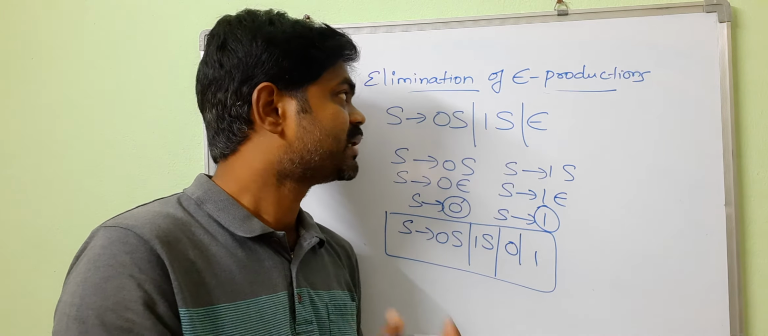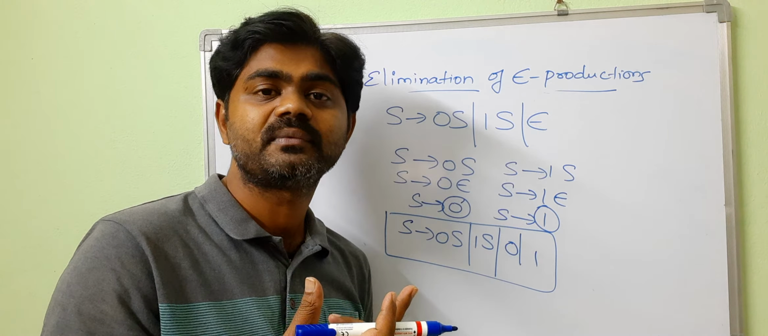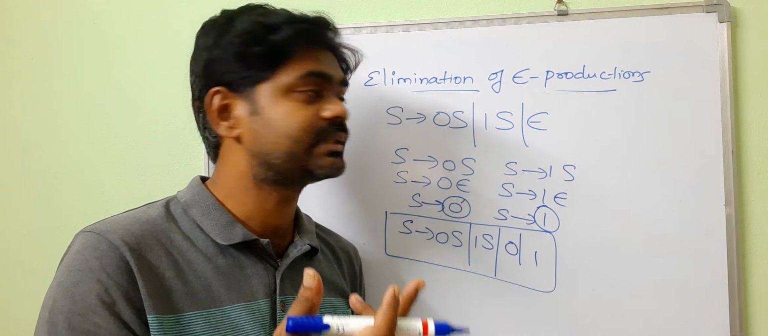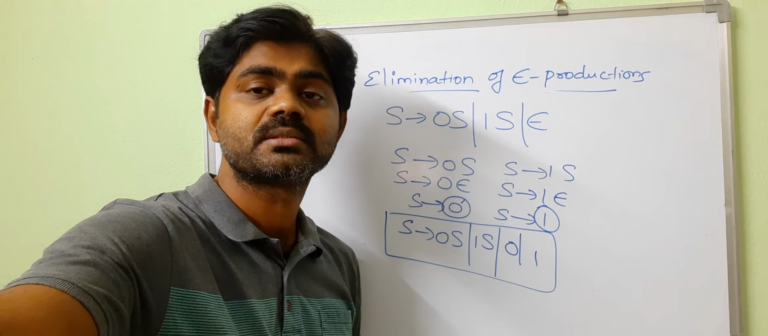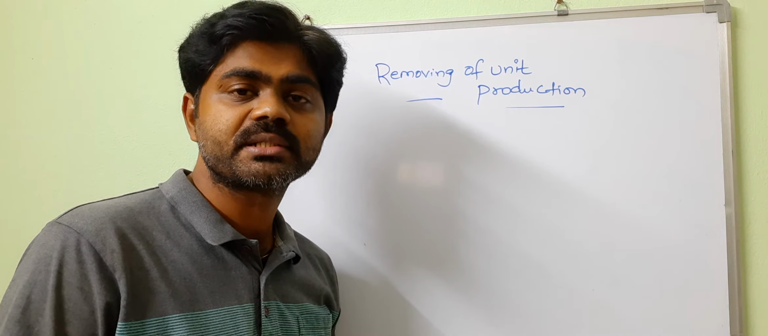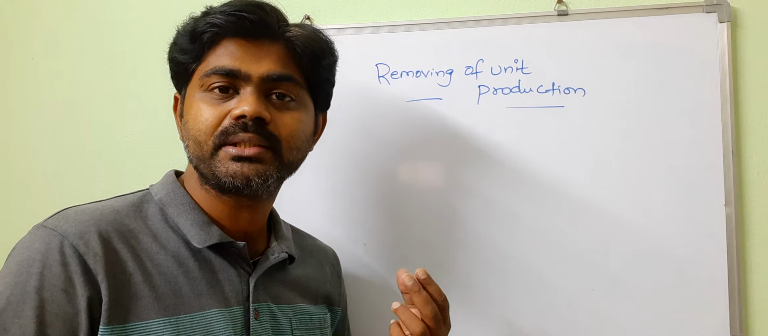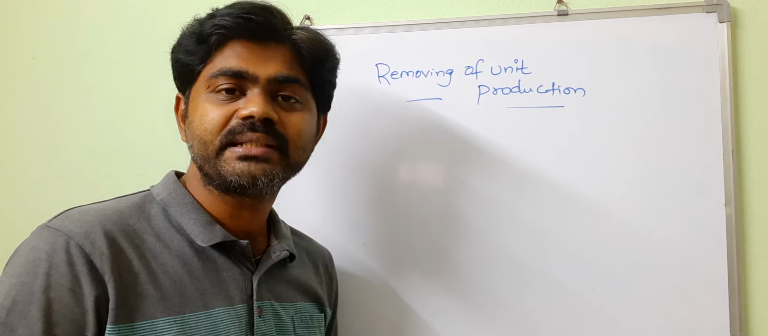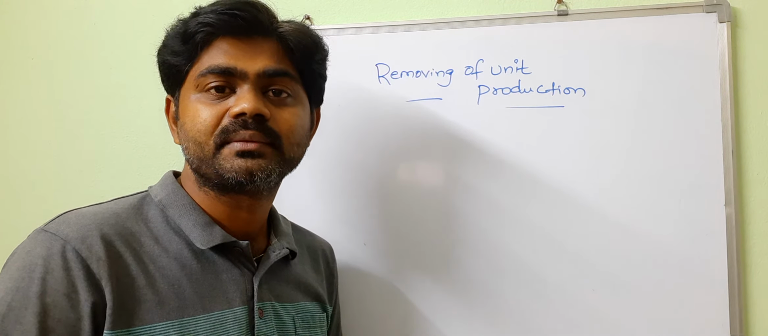Okay. And the last one is removal or elimination of unit productions. So we'll see what is elimination of unit productions. So what is this removing of unit productions? What is unit? Unit means single. What is the rule of one non-terminal containing another non-terminal?